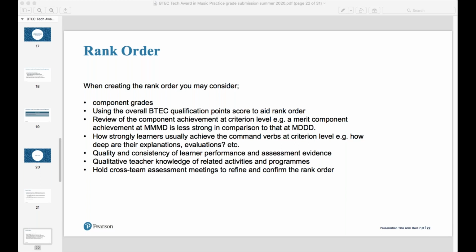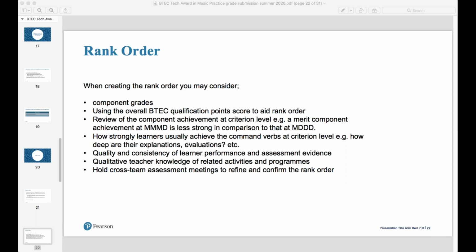You could use teacher knowledge of related activities, and you should also probably have cross-team assessment meetings for everyone that assesses and teaches on the course to refine and confirm that rank order as well. Someone's just said year 11's a first award, a year 10 a tech award. Do I complete separate rank orders? So they would be separate rank orders as they are on different component, different programme codes.